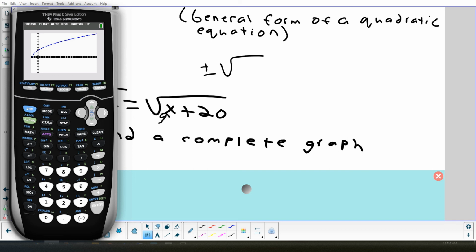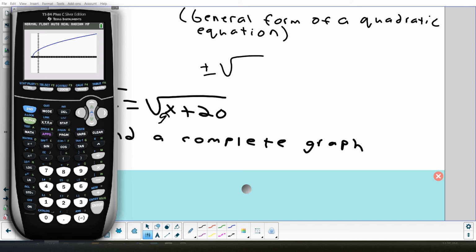So that's what a square root function looks like. It has a starting point, and it only goes in one direction. It doesn't go to the left, like a line goes on forever. This doesn't, because the square root can't go to the left. That's undefined.